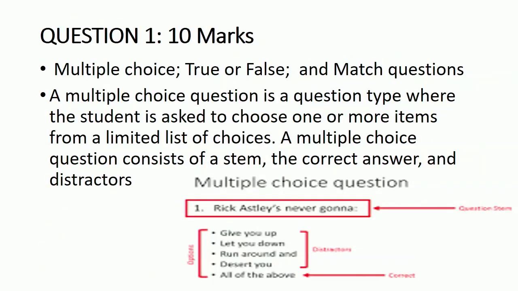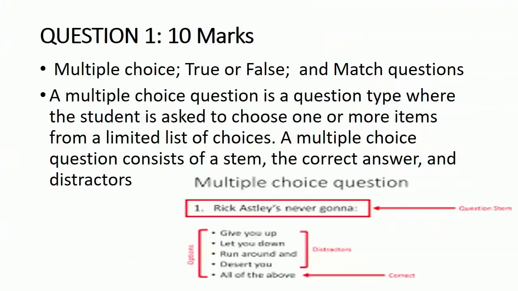Still on question 1, let's look at this out of 10 marks. It can either be a multiple choice question, a true or false question, or a matching question. A multiple choice question is a question type where the student is asked to choose one or more items from a limited list of choices. In these questions, there is a correct answer and there is what we call a distractor.